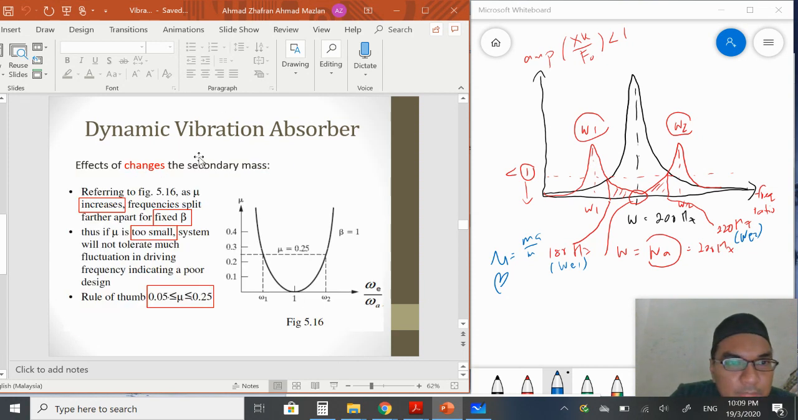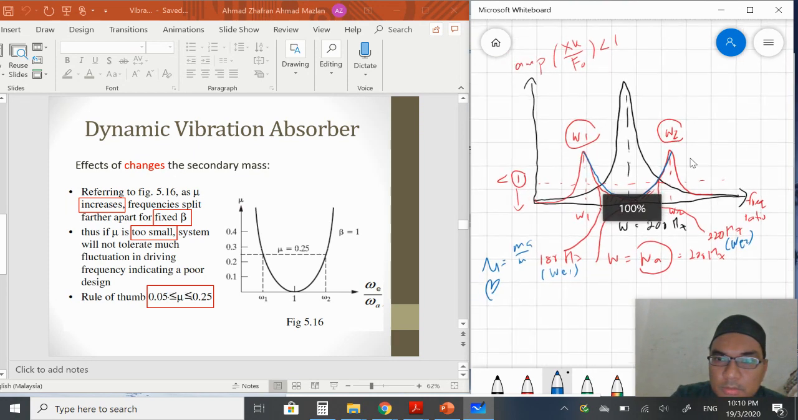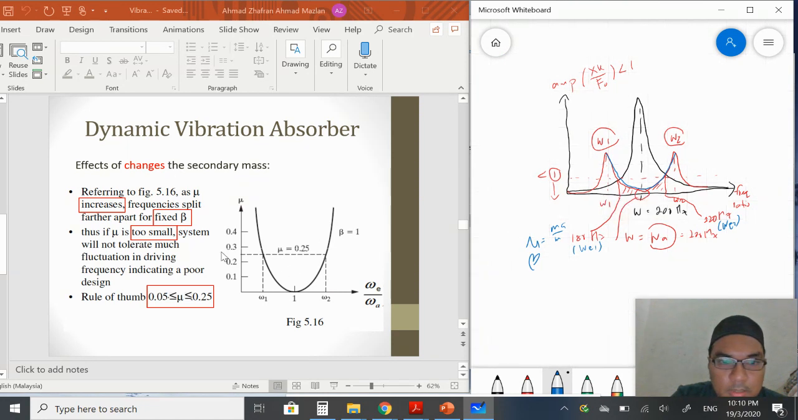So this is the same thing, the effect of changes of the secondary mass. Referring to figure 5.16, as mu increases, we have this curve. Actually, this curve is similar to this one. As mu is increased, the frequencies split further apart for a fixed beta. We have a beta of 1.